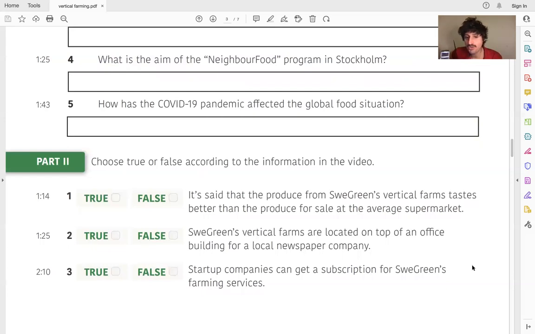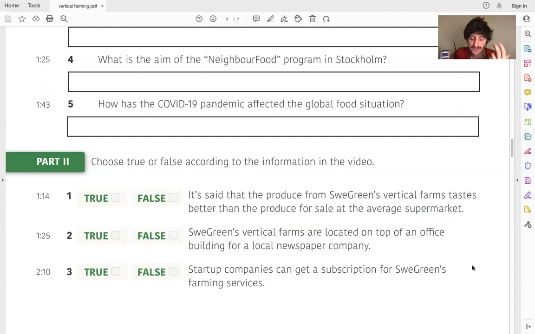Okay, now, are there vertical farms or vertical gardens? Are they located on top of an office building, or where are they located exactly? So here it says they're located on top of an office building for a local newspaper company. Maybe it's true, maybe it's false. Then it's false.